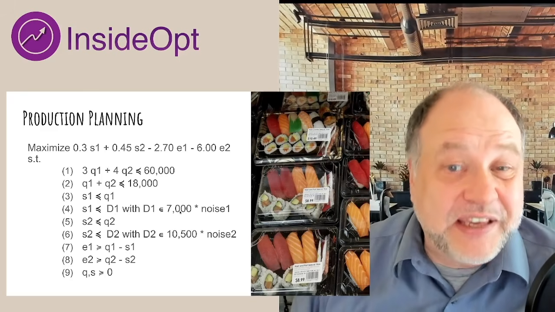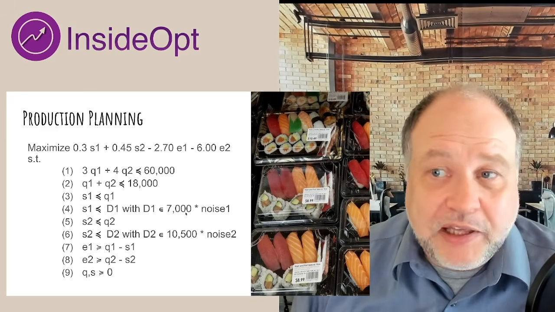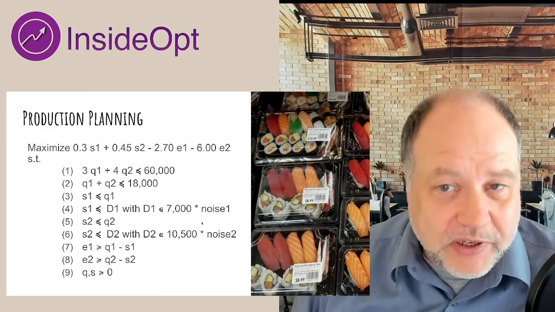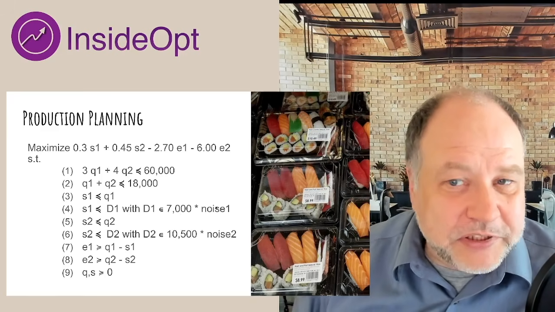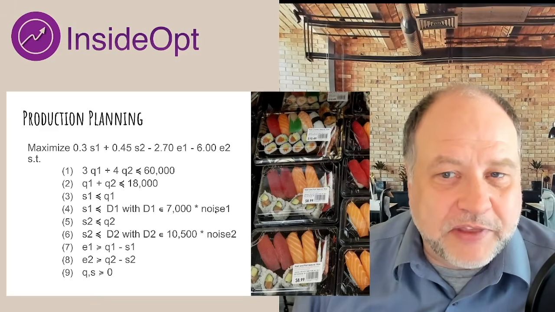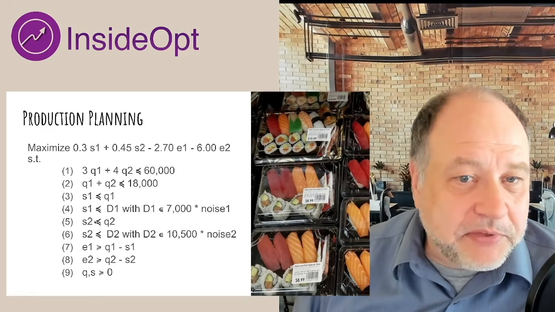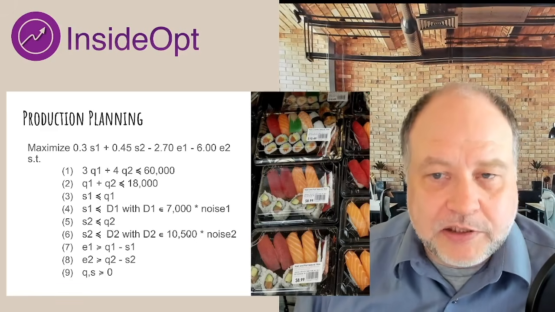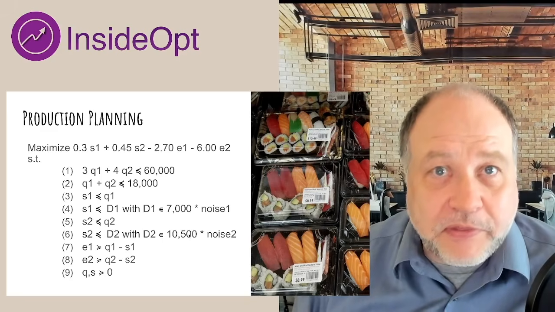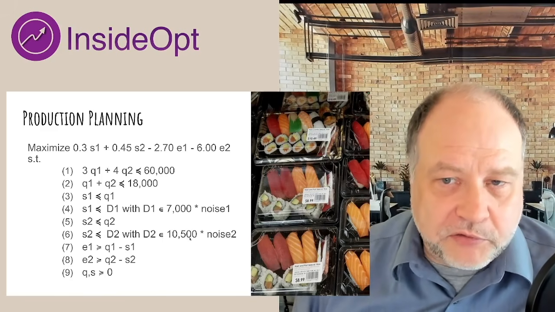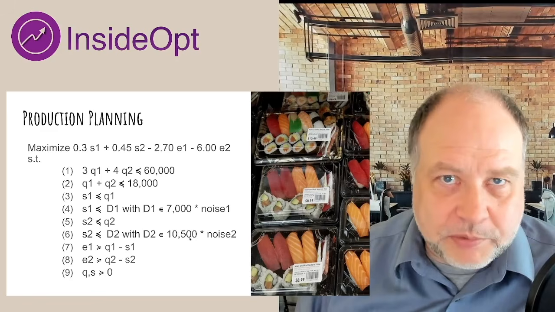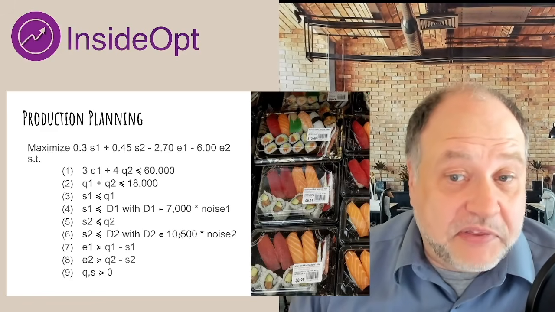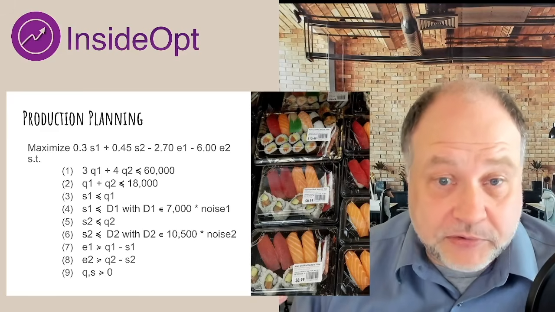We're thinking that at the price that we're taking for these sushi dishes, we're going to get 7,000 of them sold. But there's some noise around it, and we're not quite sure how much that is actually going to be. And the same thing for sushi dish number 2. We're not going to sell more than what we produced. For sushi dish number 2, we think there is a market of selling 10,500. But again, we are not 100% sure that we will really be able to sell 10,500. Or maybe it's 11,500, or maybe it's only 9,000.